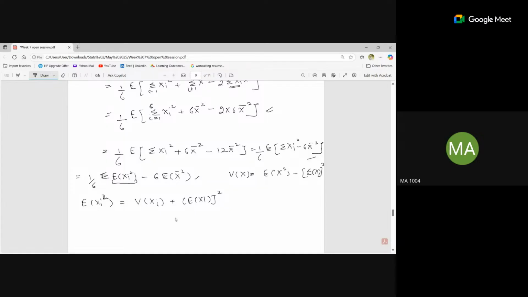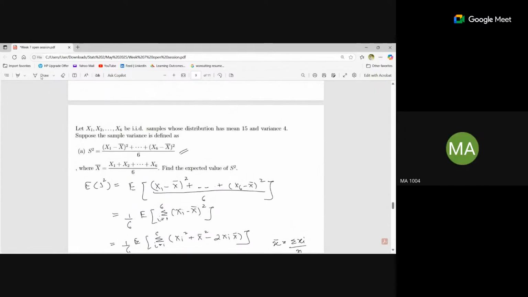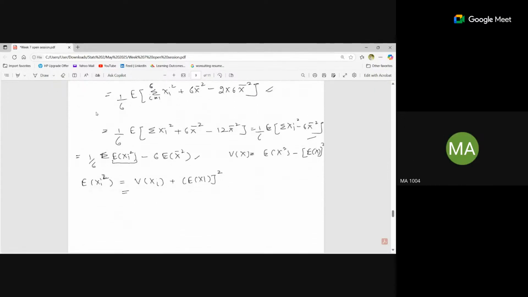Can I write? Yes, ma'am. Okay. So what will be my variance of x according to the question? Mean is 15 and variance is 4. So variance of xi is 4 plus expectation of xi, which is 15, whole square. Fine. So this will be equal to 229.